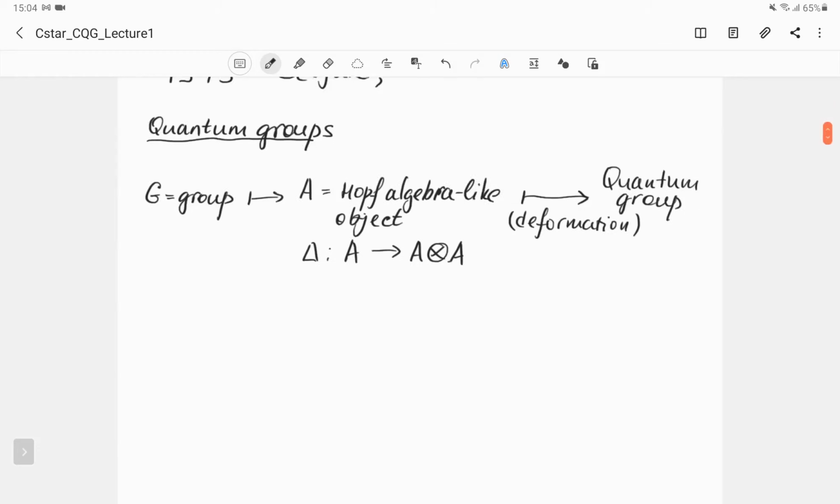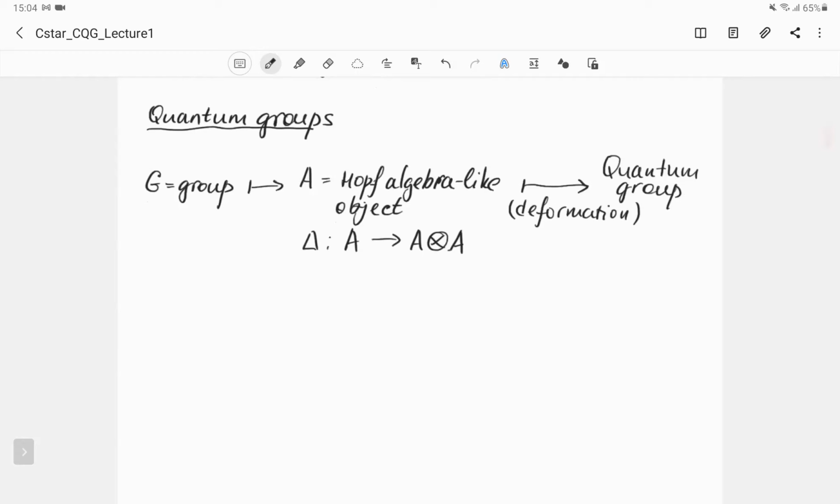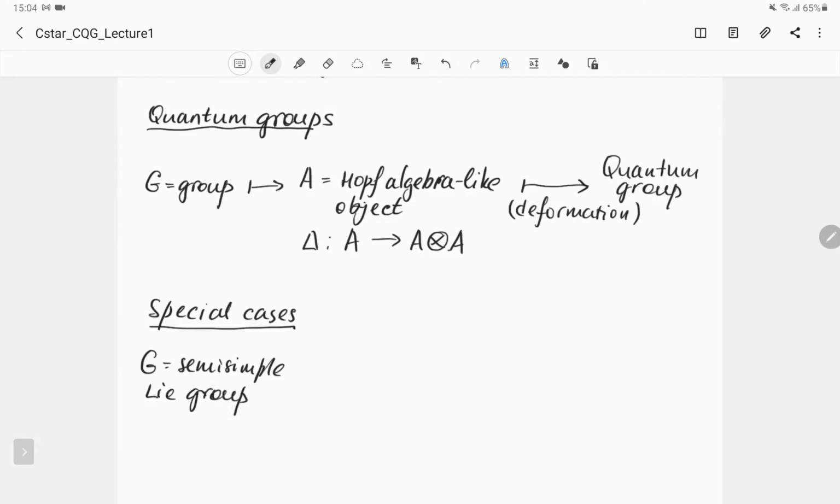Here are some special cases of this procedure. For example, suppose that G is a semi-simple Lie group. So in this case, we can do the following. First, we take the Lie algebra of G. And we take the universal enveloping algebra, which has a natural structure of a Hopf algebra.